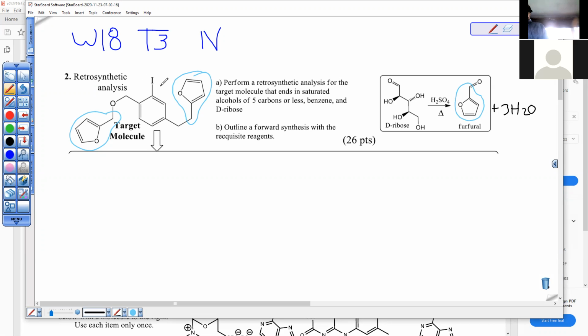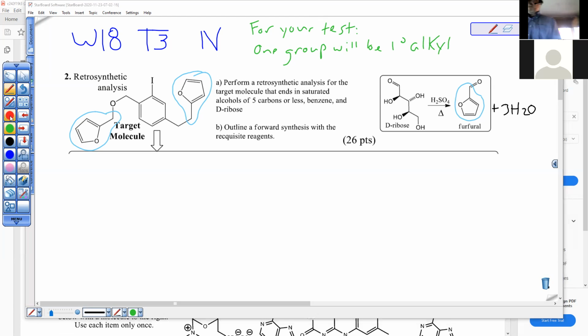We have an iodine. So hints for studying. One of the groups on your retro for your test. One group, sorry, I'm kind of leaning here. I was grading all weekend and moved things back. Here we go. For your test, 1 group will be primary alkyl. Put a little red check mark.